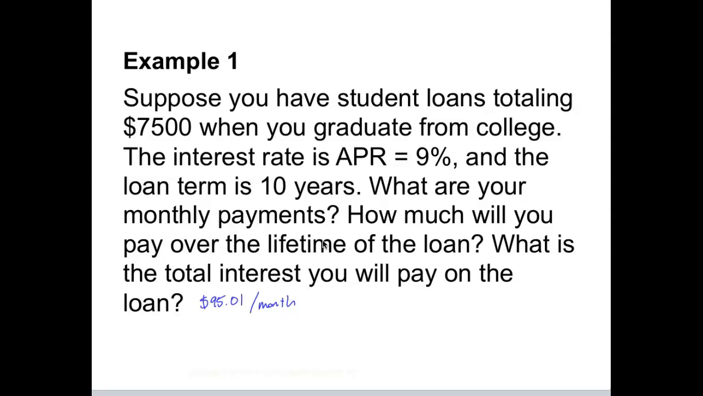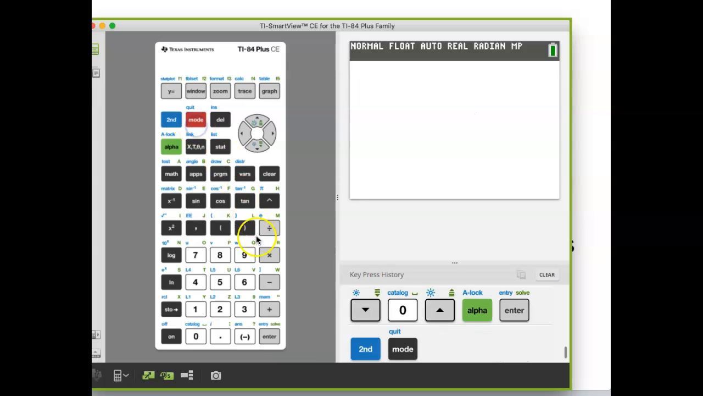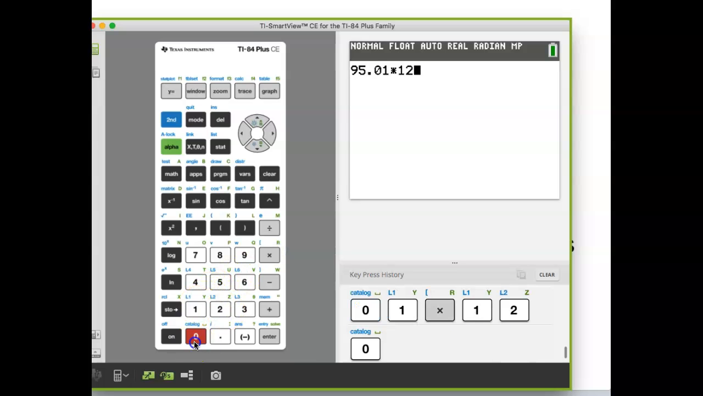Second question, how much will we pay over the lifetime of the loan? We can figure this out by the fact that we are paying $95.01 per month, and we're making 120 payments over the life of the loan, paying every month for 10 years. So if we just multiply our 95.01 by 120, that tells you how much you're paying over the life of the loan. So the total ends up being $11,401.20.